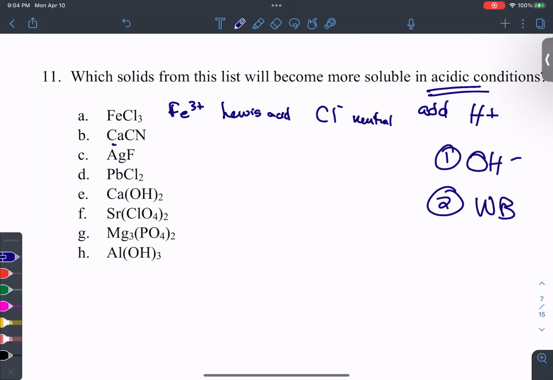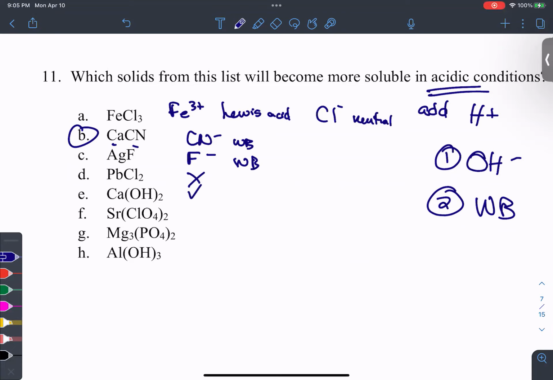All right, calcium cyanide. Yes, H+ will react with what? The cyanide, because cyanide is a weak base. Okay, silver fluoride. Yes, because of which one? Fluoride is a weak base. Lead chloride. No. Calcium hydroxide. Yes. What about magnesium hydroxide?